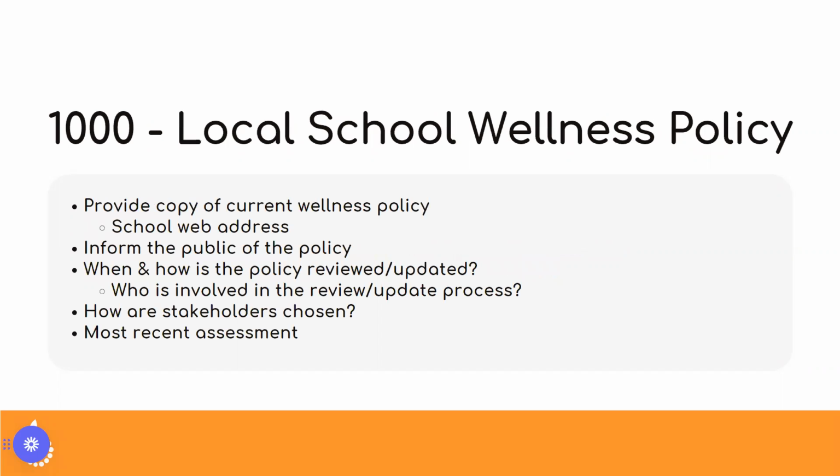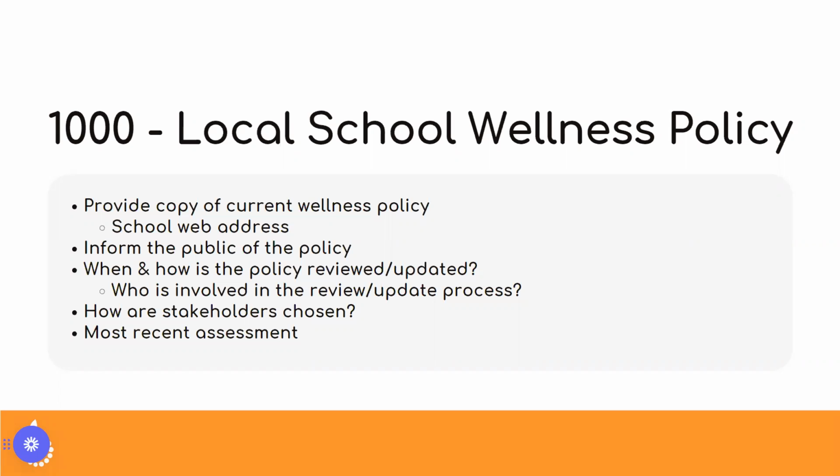Section 1000 is your local school wellness policy. So you're going to want to provide a copy of your current wellness policy. If it is on your school website, I would go ahead and add that web address in there as well. It does ask for that if there's an easy online, as we kind of all are moving to a very virtual world. How are families finding out about the wellness policy? How are you informing the public? So if it's on the school website, that's great. Is it going out into a newsletter? Is it getting put into a call from the superintendent? How are you communicating that out?